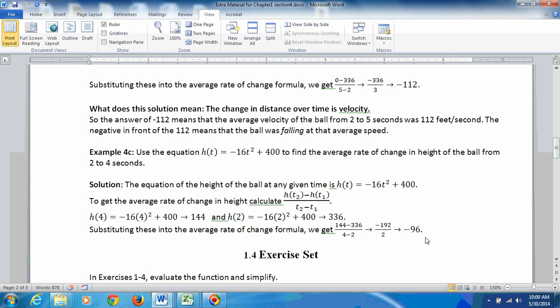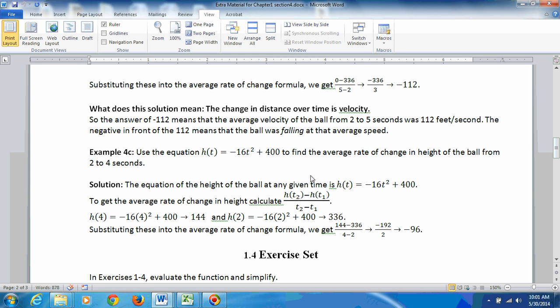So that means the average speed of this ball from 2 to 4 seconds was 96 feet per second, and the negative just means it's falling. So the average rate of speed was faster when you got the average speed from 2 to 5 seconds compared to 2 to 4 seconds. The reason is the longer this thing's falling, the faster it's going. And in 5 seconds, it's going faster than what it was going at 4 seconds. So that increased your average speed right there.